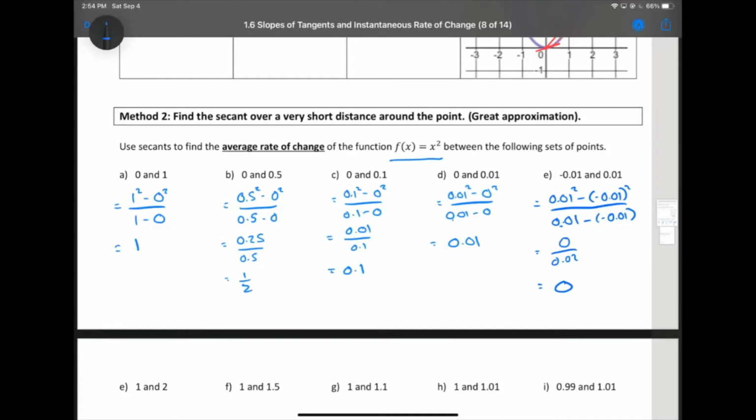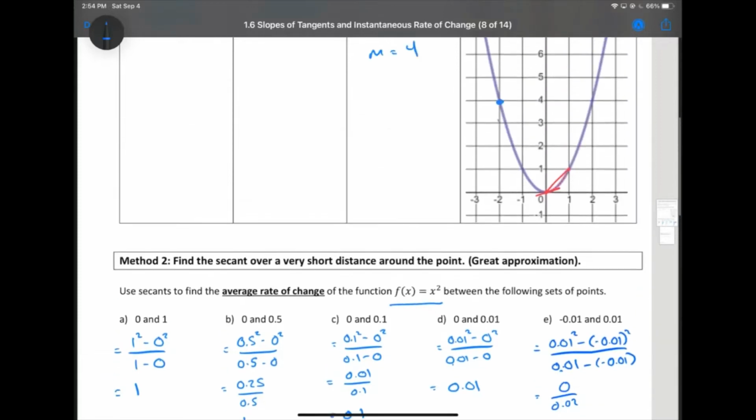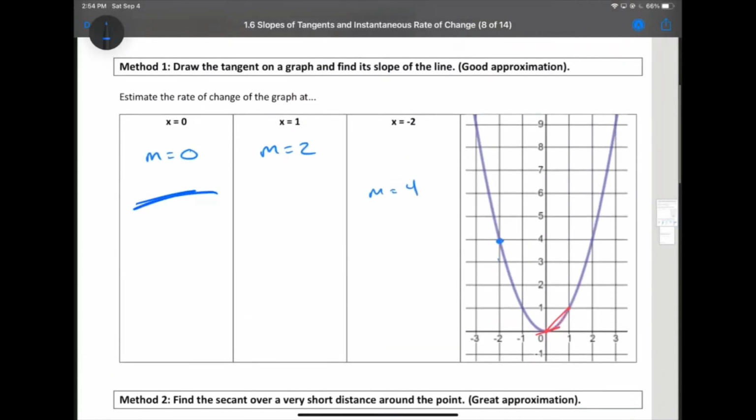And we kind of guessed that already, that the instantaneous rate of change at 0 is 0.